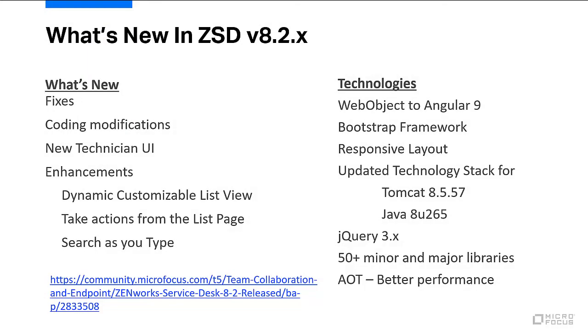What's new in ZENworks Service Desk version 8.2? Well, there's fixes, there's coding modifications, there's the new technician user interface, there's enhancements like dynamic customizable list views, taking actions from the list page, search as you type, and a bunch of other things, also in 8.2.1. Some of the technologies went from WebObjects to Angular 9. There's a Bootstrap framework, responsive layout, some Tomcat and Java upgrades, and 50 plus minor and major libraries. And this made for a lot better performance.